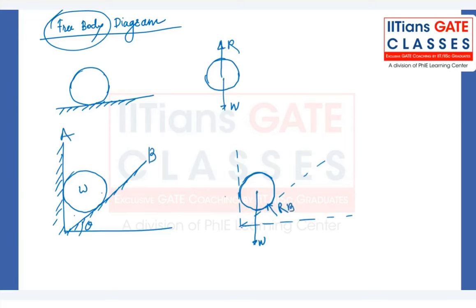Okay, RA basically here, but yeah, like this. Let me use the red pen to highlight. RA, we have RB, and then weight is acting downward. Okay, so if the angle between these two surfaces is theta, then the angle between their perpendiculars should also be theta. So this angle has to be theta. Clear? Any doubt in this free body diagram?